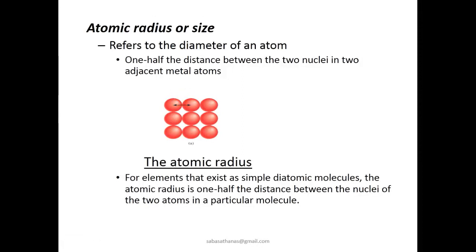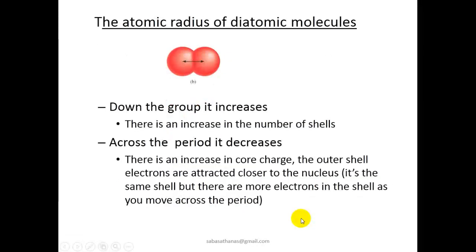For elements that exist as simple diatomic molecules, the atomic radius is one half the distance between the nuclei of the two atoms in a particular molecule. This is one of the definitions of atomic radius: one half the distance between the nuclei of the two atoms in a particular molecule.